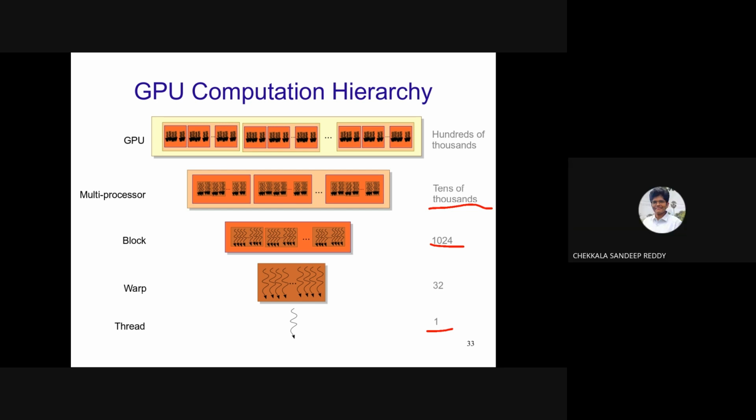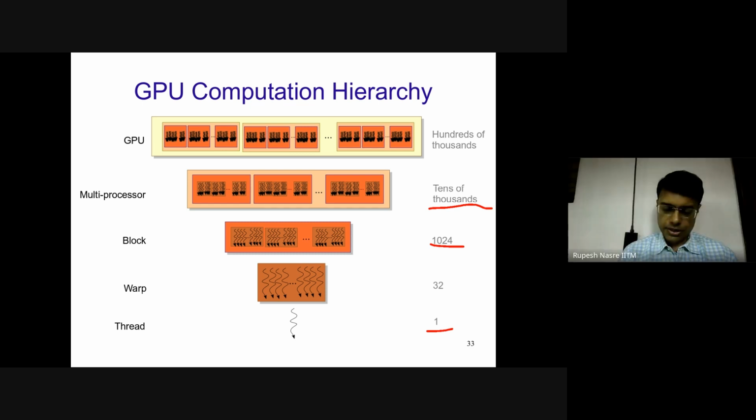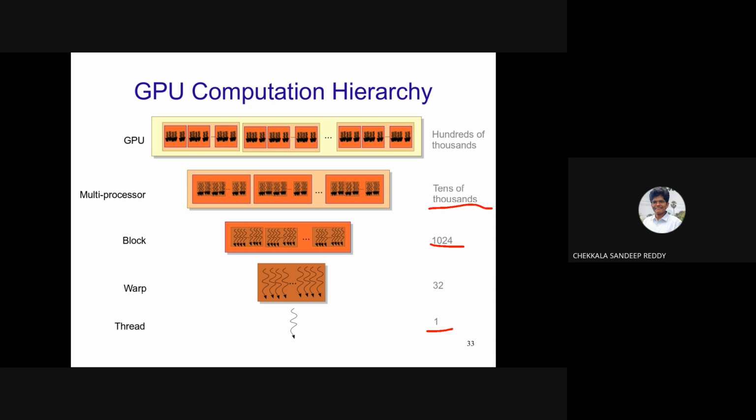Sir, if you consider a single warp, all the 32 threads will be executing the same instruction at the same point, right? Then why can't we say it is single instruction multiple thread within a warp?